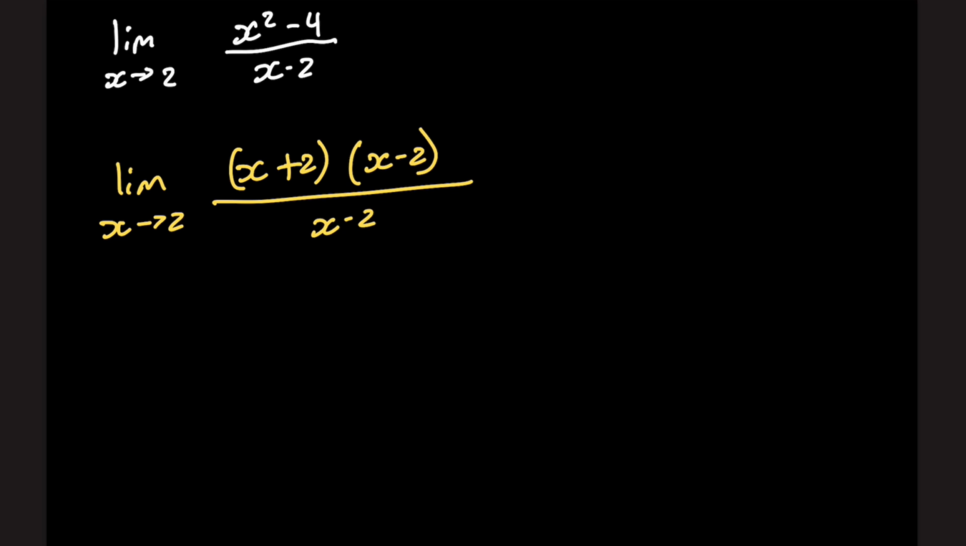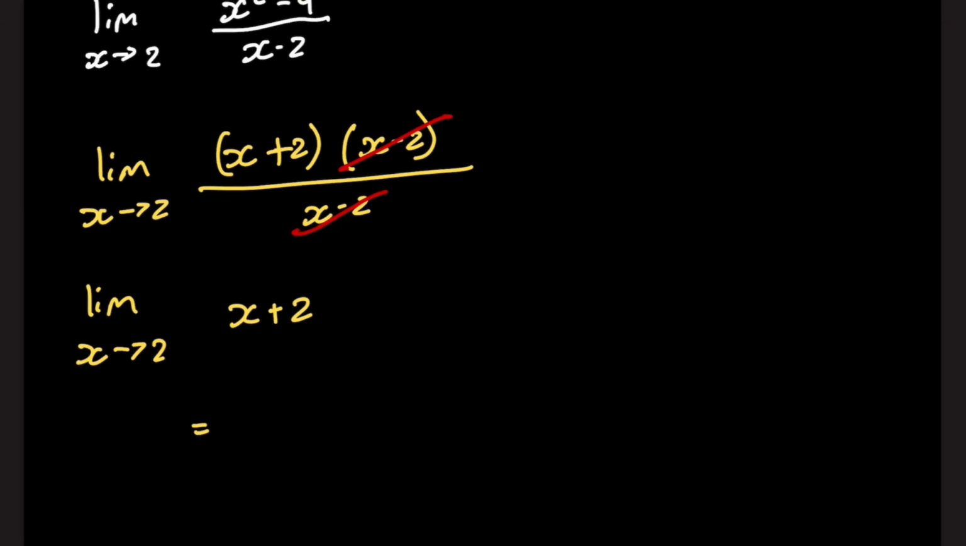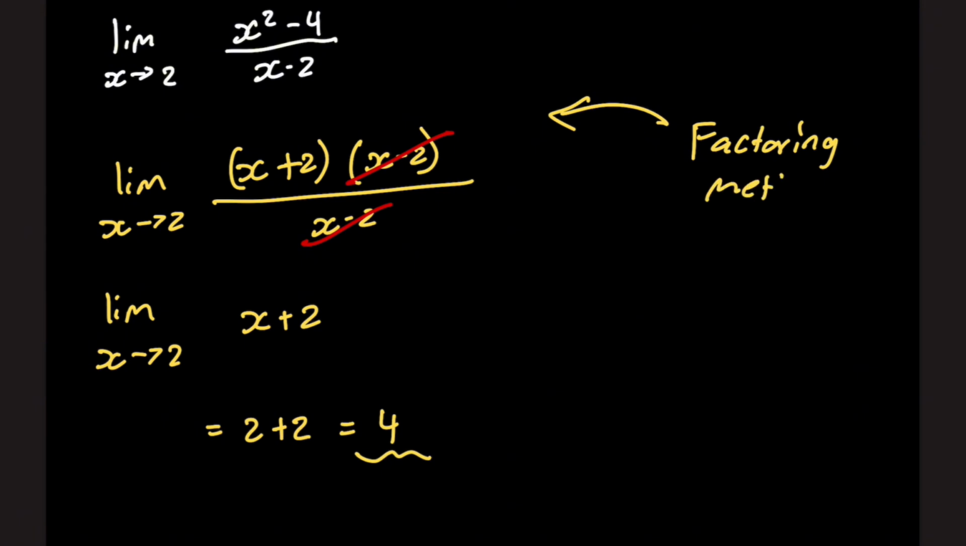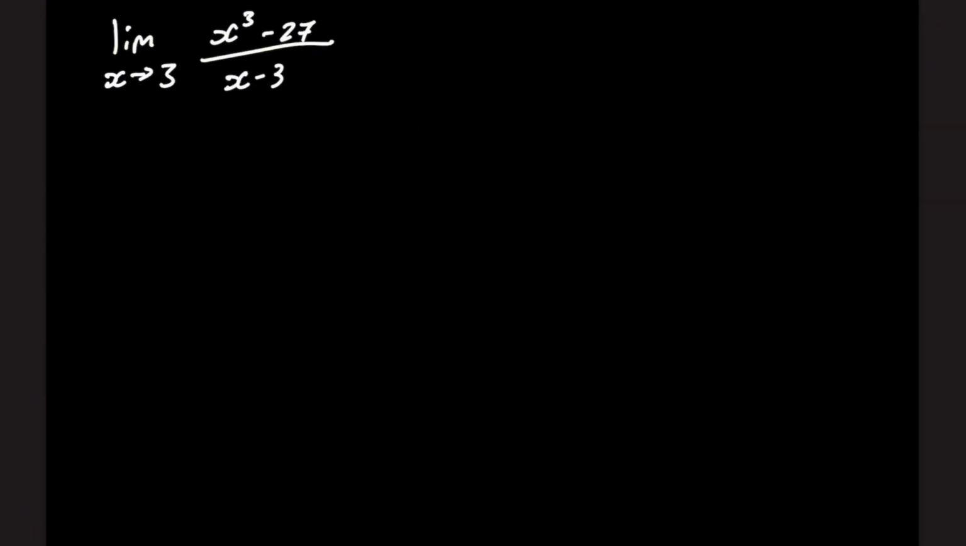Now we have terms that can cancel. We have this x minus 2 and the x minus 2 in the denominator. So now this turns into the limit as x approaches 2 of x plus 2. And now we can directly substitute. That would turn into 2 plus 2, which would give us 4, which is our answer. And this is our factoring method.